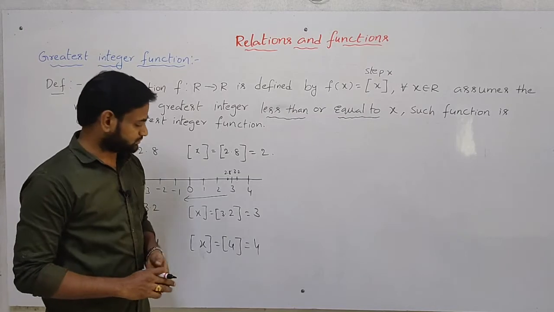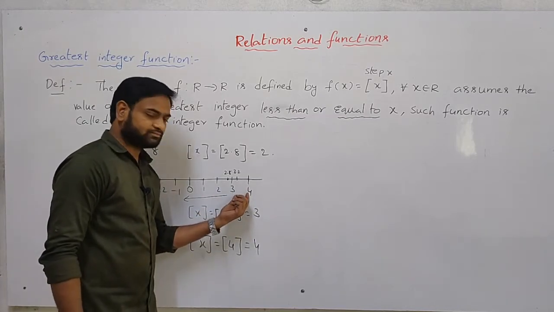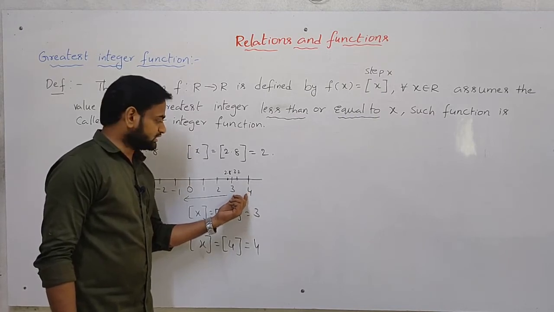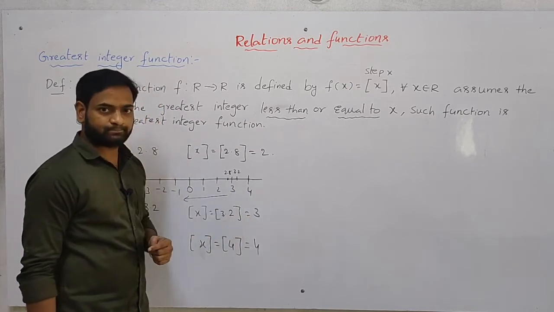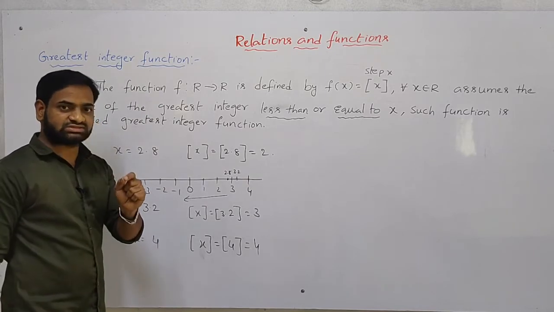Answer is 2. Next, 3.2 lies between 3 and 4. So in the 3 and 4, the least value is 3. Answer is 3. In the same way, if you take exactly integers, that is the answer.